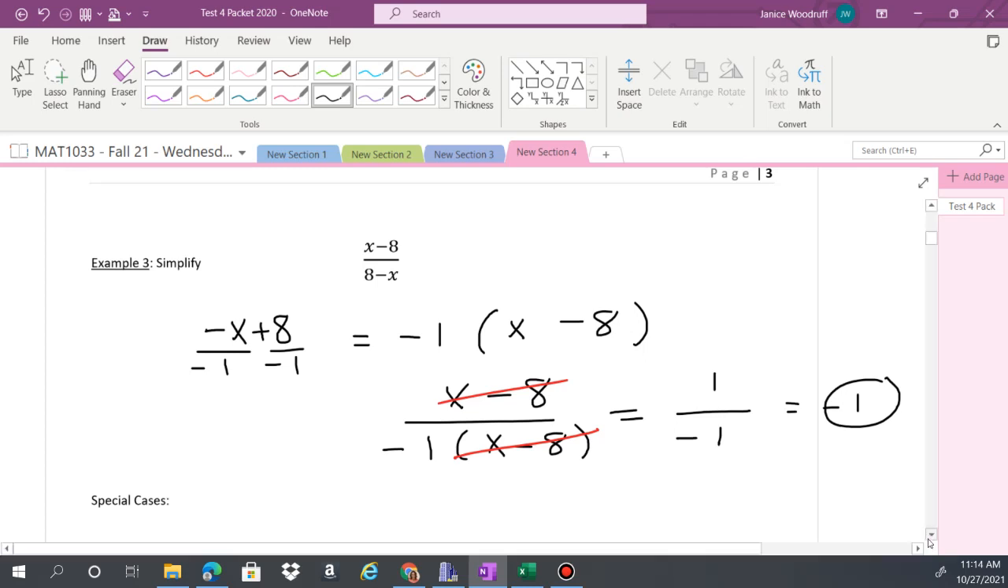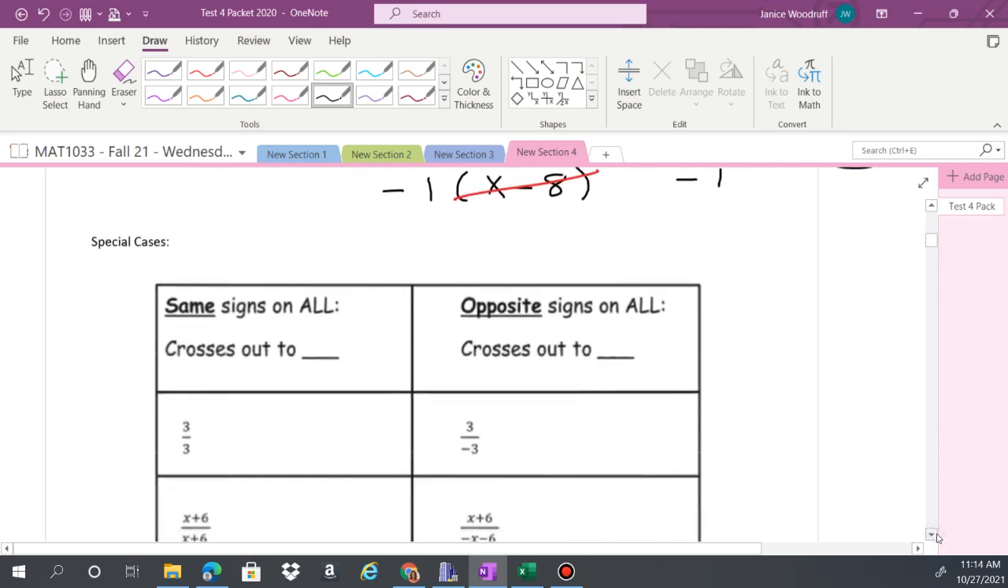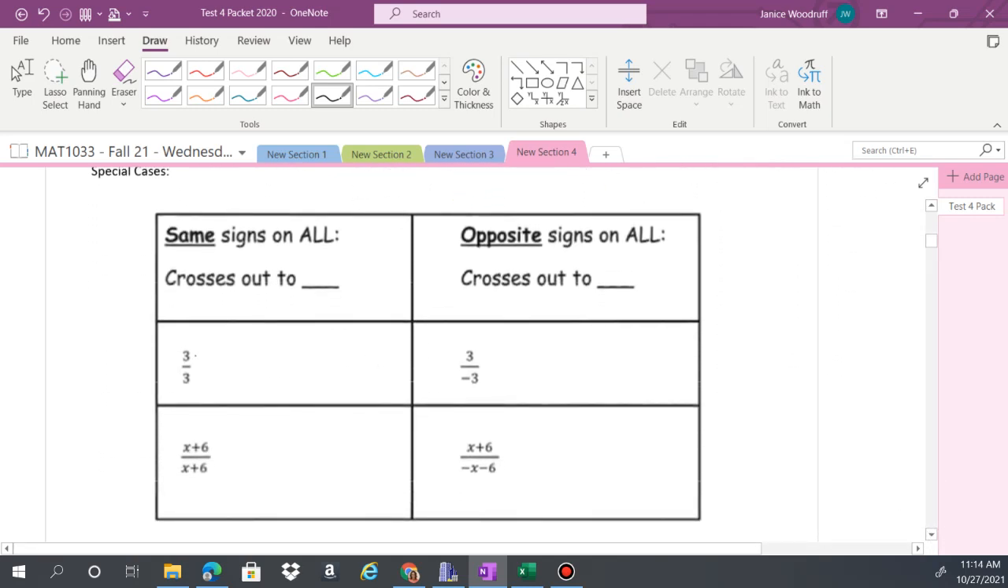Okay, so that is actually a special case if you look down here. If you have the same sign on all of your terms, it's going to cancel out to 1. Because it's just like doing 3 divided by 3 is 1. So it's the same thing here. x plus 6 divided by x plus 6 would also be 1. If it's opposite signs on all, then it crosses out to negative 1. But it has to be opposite signs on both. So like 3 divided by negative 3 would be negative 1.